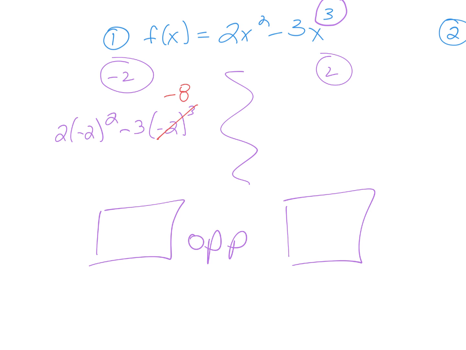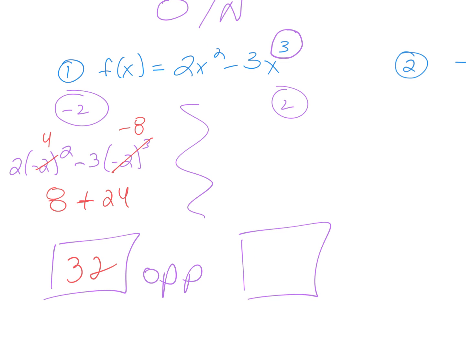Negative 8, right? Negative 3 times negative 8 is positive 24. Over here, I have negative 2 squared is 4, and 4 times 2 is 8, right? Yes? So 8 and 24? 32. Thank you, sir. All right, now on the right, I'm going to plug in a positive 2.